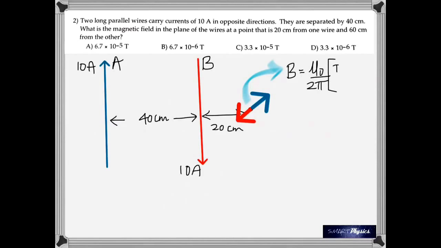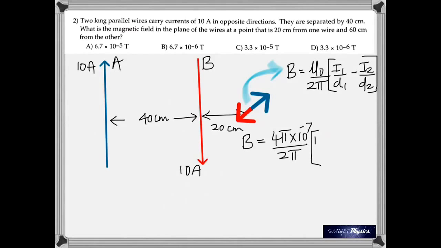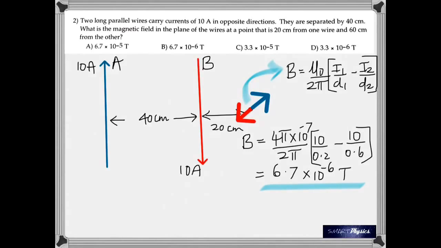Now the magnitudes, the formula is mu naught by 2 pi I by d, but mu naught by 2 pi is common, can be taken out. So I1 by d1 minus I2 by d2. Mu naught is 4 pi times 10 to the negative 7. I1 10 ampere, distance 0.2 in meters, and for the other one it's 0.6. So on calculation it gives 6.7 times 10 to the minus 6 Tesla.